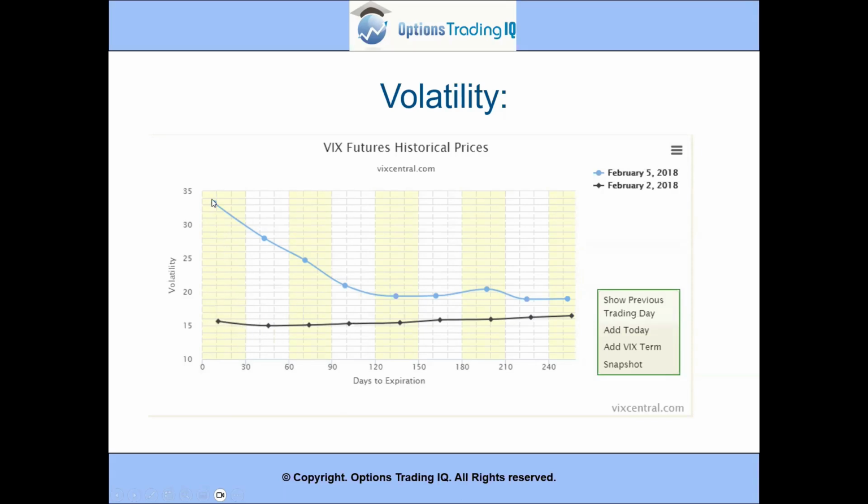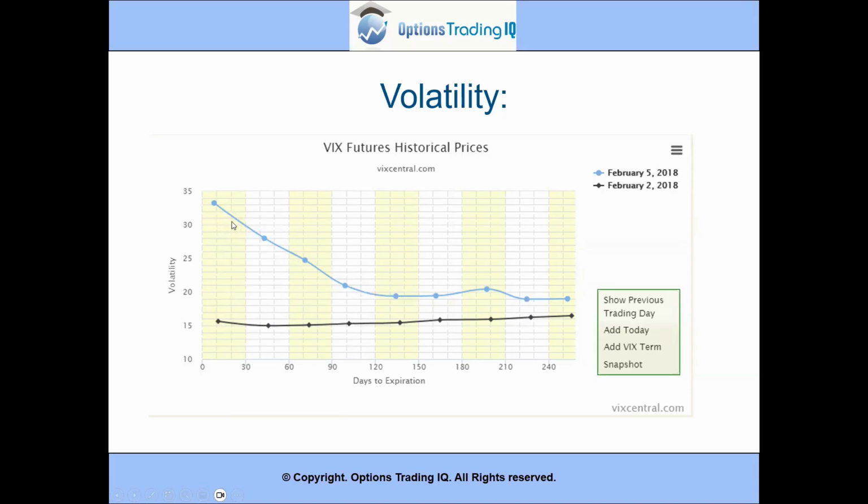And then the next day we had massive backwardation, very high volatility in the short-term options. And as we go further out in time, the volatility drops down. It still has risen, but it's not risen by as much. And it's certainly lower than the short-term volatility.